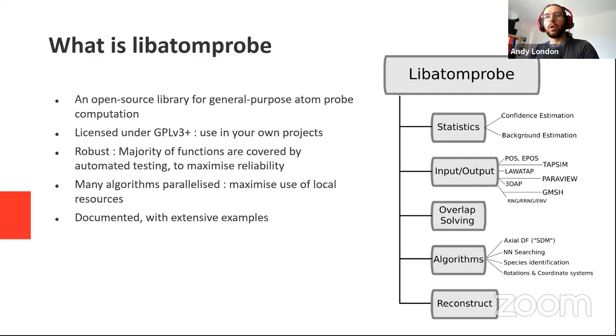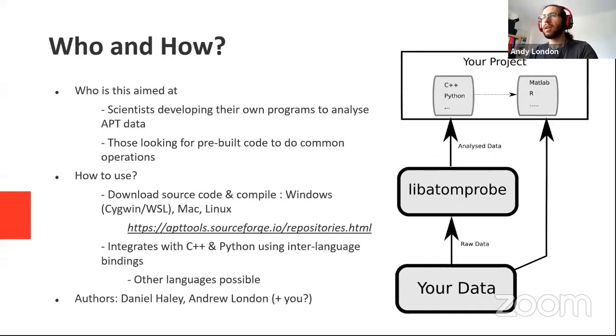So we want the code to be robust. Most of our functions are covered by our unit testing, automated testing, and this maximizes the reliability and accuracy of the code, so you know that it's correct. We try to parallelize things as much as possible on the local PC so that you get the best performance from the code, and it's written in C++, so it's nice and fast, and it's documented. I'll mention that at the end.